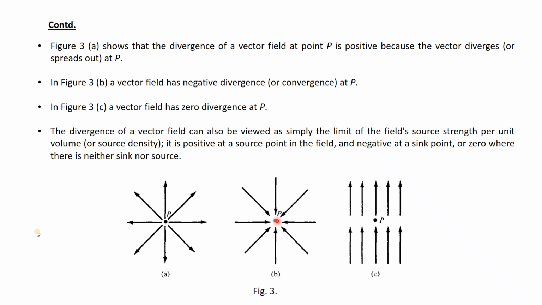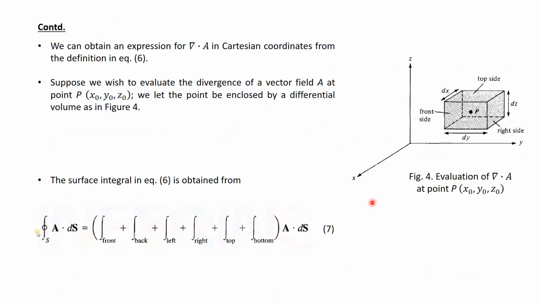And if it is a negative divergence, that means it is converging at a particular point. So that point P will not be a source, it will be a sink. It is called a sink point. This is a source point, this is a sink point. And over here, it is neither a source nor a sink, because in this case the divergence is 0. Okay, that is why it is neither a source nor a sink.